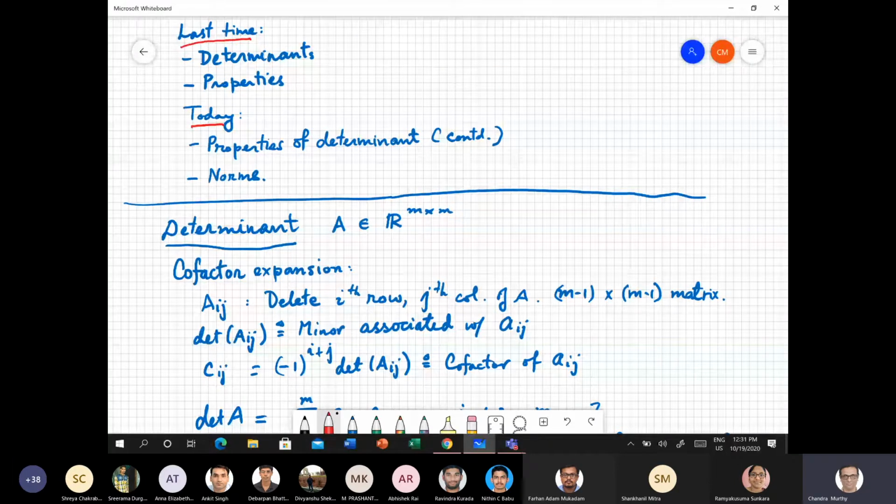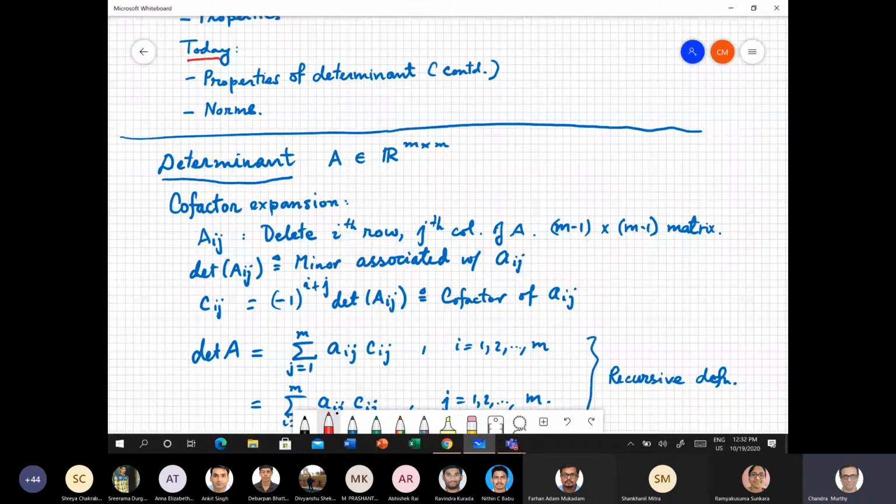we define the determinant through this cofactor expansion. So we consider the matrix Aij, which is the matrix obtained by deleting the ith row and the jth column of A. This would be an m minus 1 cross m minus 1 square matrix. And we call the determinant of this smaller matrix the minor associated with the element Aij. And we define Cij to be minus 1 to the i plus j times the determinant of Aij. This is called the cofactor associated with the element Aij.